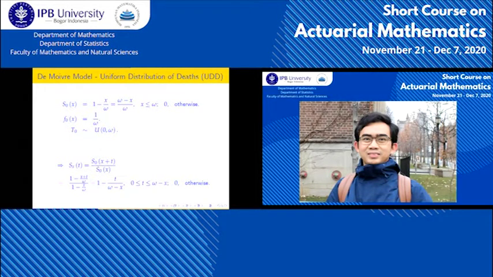Then let's take a look at S sub x of t. From the previous property, we have S sub x of t equal to 1 minus t divided by omega minus x, for t from 0 to omega minus x, and 0 otherwise. Please take note that omega represents the limiting age in this model.